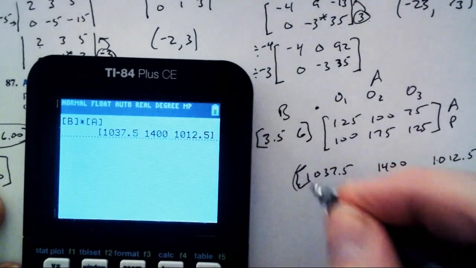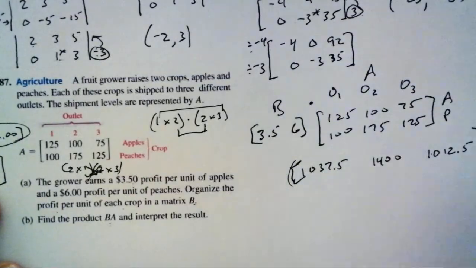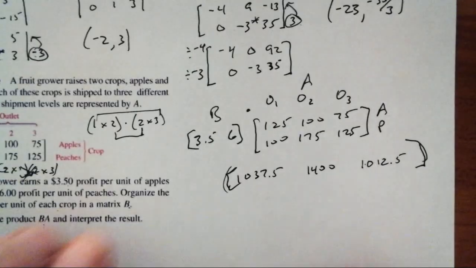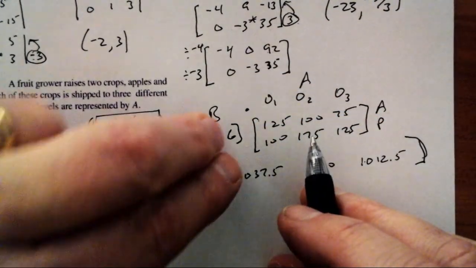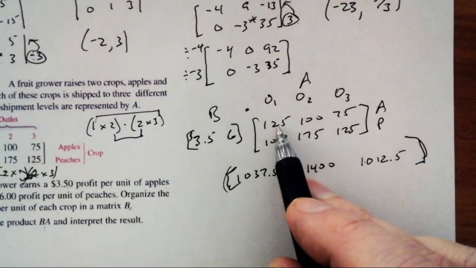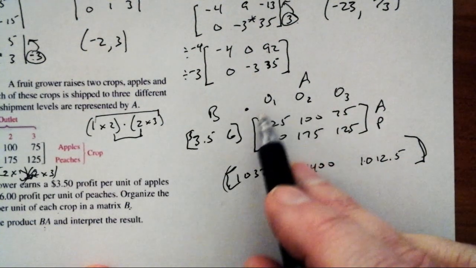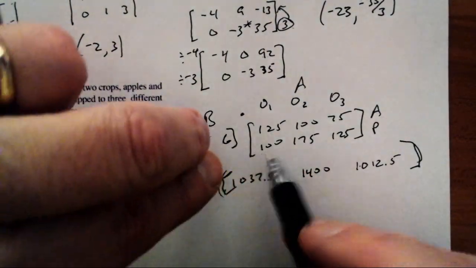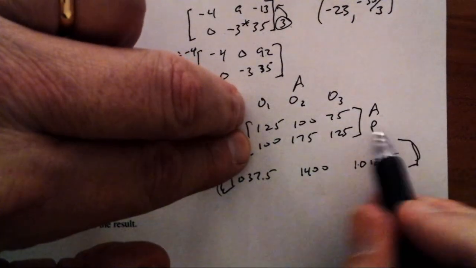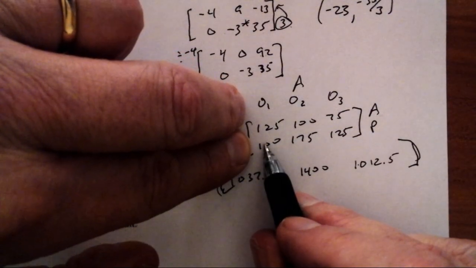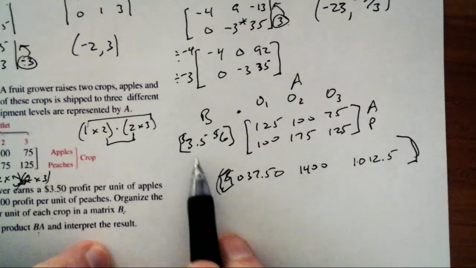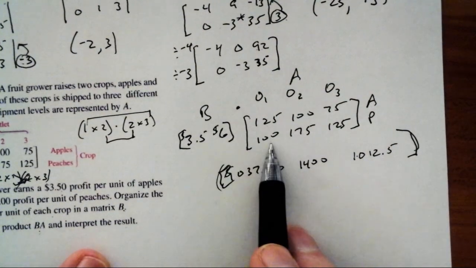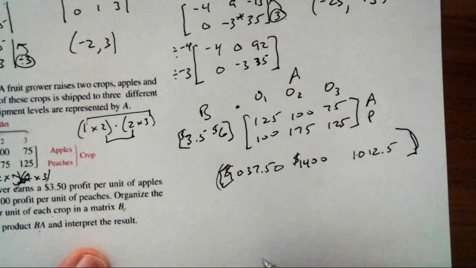I should make that a matrix. But what does it mean? What does that mean to us? Let's take a look. I'm taking $3.50 times 125, the number of apple units in outlet 1. I'm taking $6 times 100, the number of peach units in outlet 1, and then I add those together to get this. This is the total profit in outlet 1. Likewise, total profit outlet 2, total profit outlet 3.